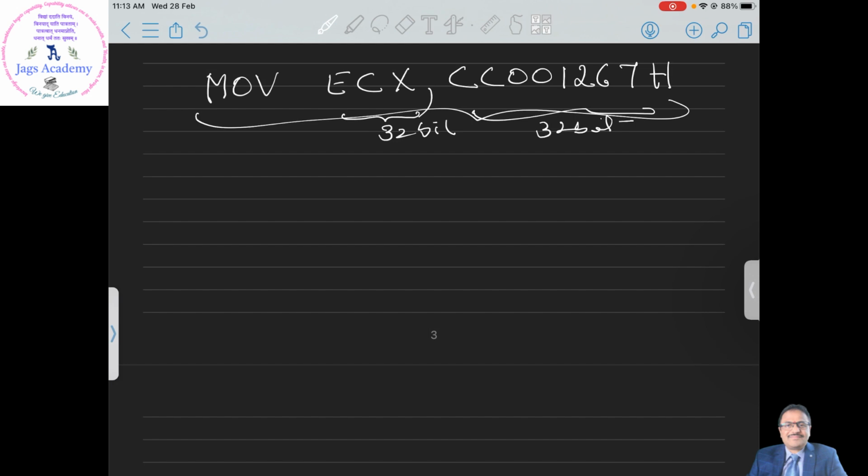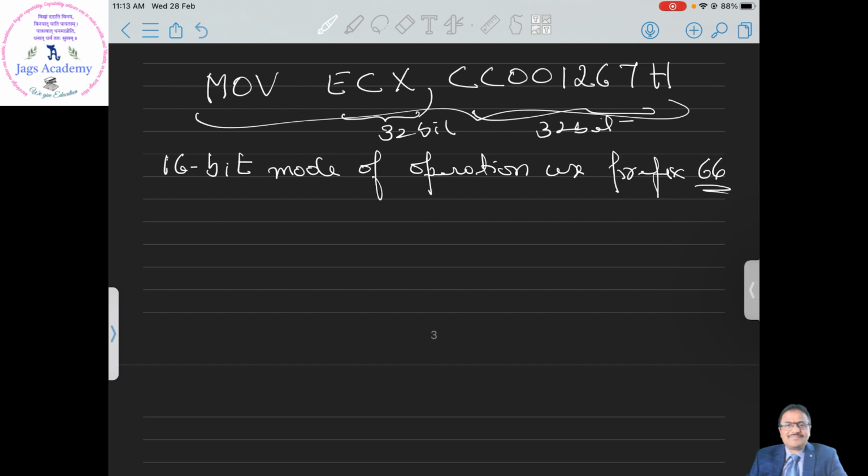Now if you are writing the machine instruction for 16-bit mode of operation, then you need to use prefix 66. Suppose if you are using 32-bit mode of operation, then you don't require any prefix.